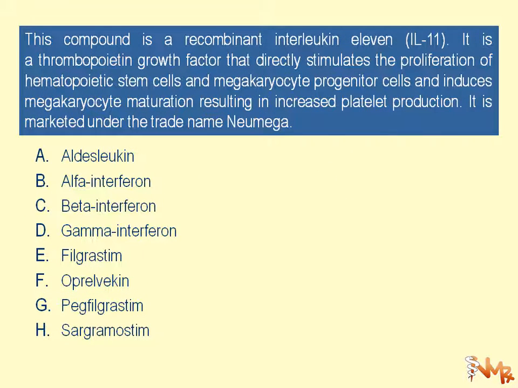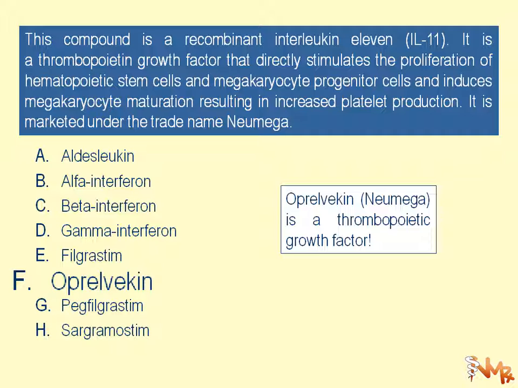This compound is a recombinant interleukin 11, IL-11. It is a thrombopoietic growth factor that directly stimulates proliferation of hematopoietic stem cells and in particular megakaryocyte progenitor cells and induces megakaryocyte maturation resulting in increased platelet production. It is marketed under the trade name Neumega. What is this? You're going to be looking at the last four for the correct match for this one. This is oprelvekin or Neumega, which is a thrombopoietic growth factor.